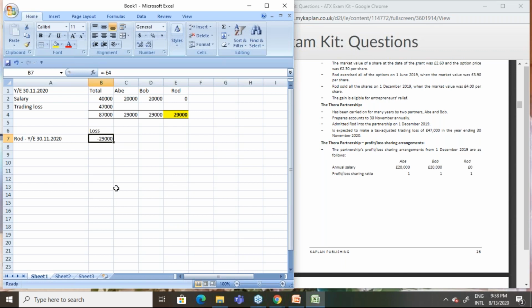But the loss attributable to each tax year depends on the basis of assessment rules. Now he joined the partnership.